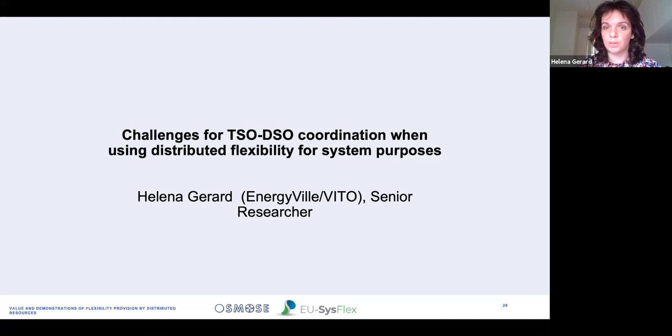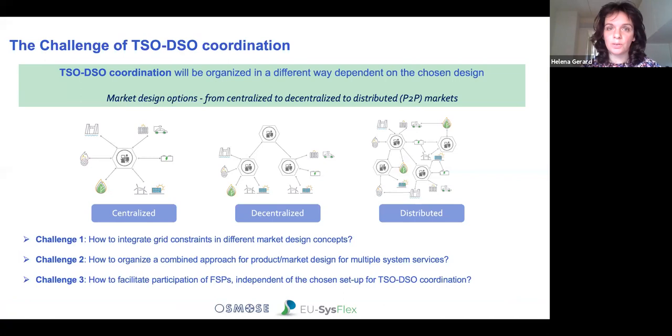Next slide, please. So the challenge of TSO-DSO coordination, first of all, an important statement is that TSO-DSO coordination can be organized in a lot of different ways. But it will also highly depend on the way how you organize your market and the design of your markets.